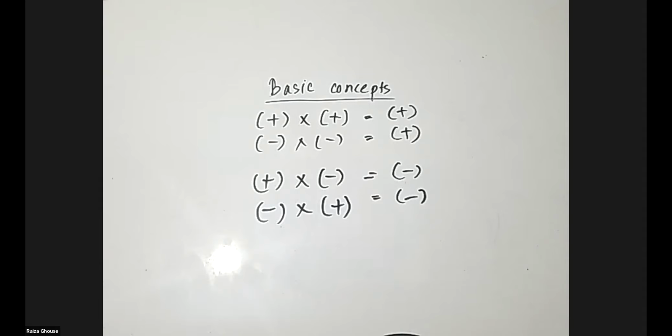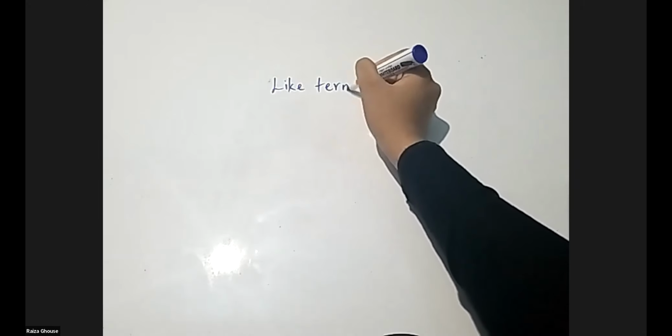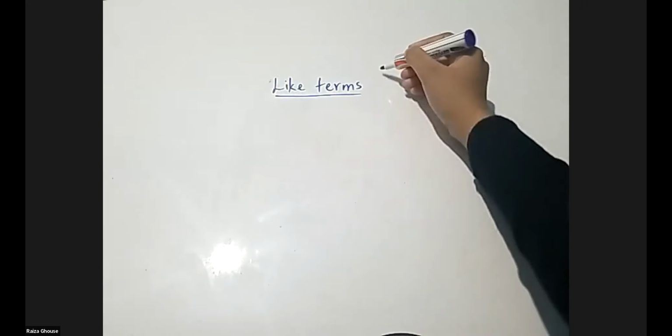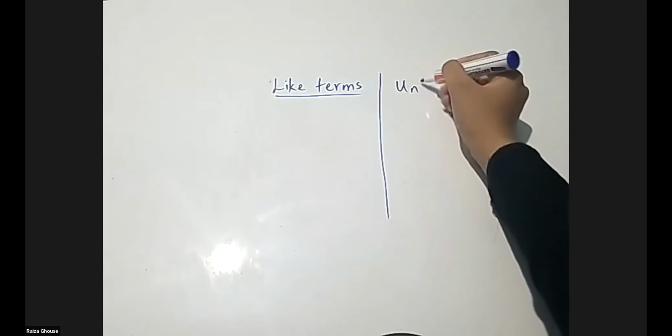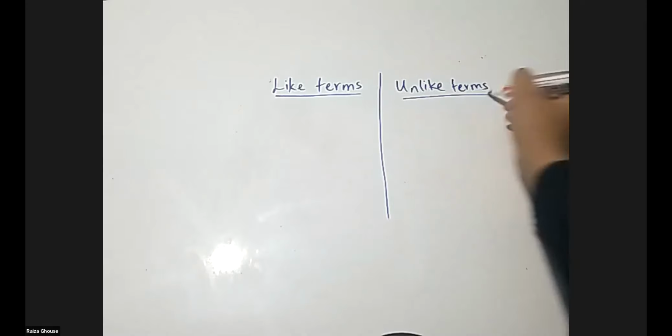That's important. So it's my duty to remind you again of the next part, what are called like terms and unlike terms. Now I'm going to clear the board. Listen carefully. Like terms and unlike terms. This is something very simple. Like terms are just like the members of the same family. Unlike terms are just like the society, the different people you meet.